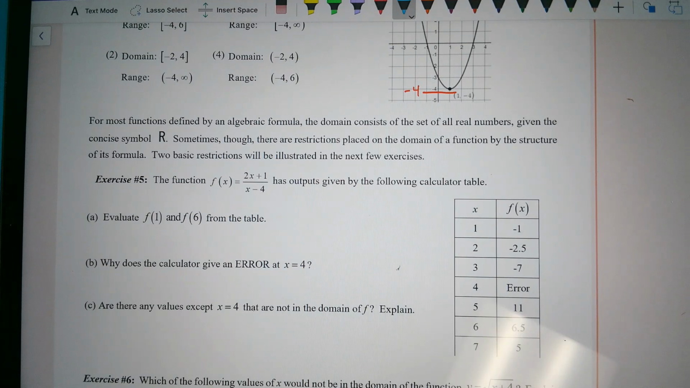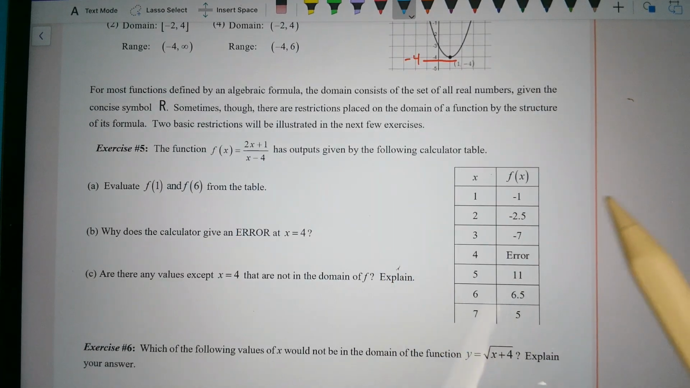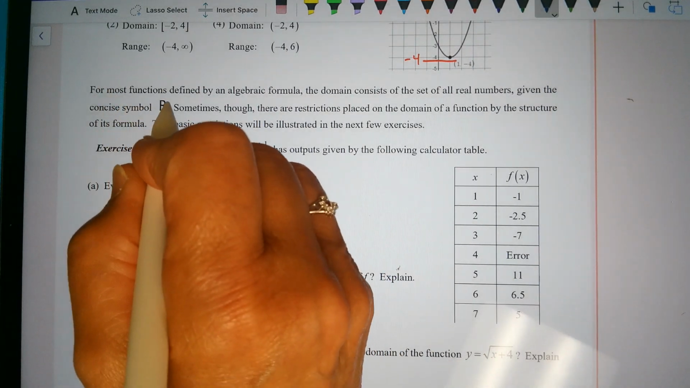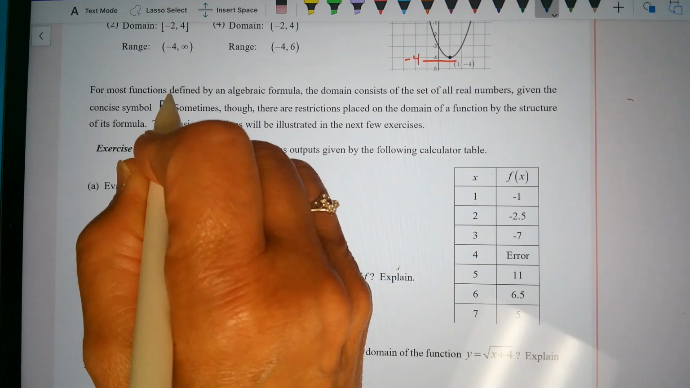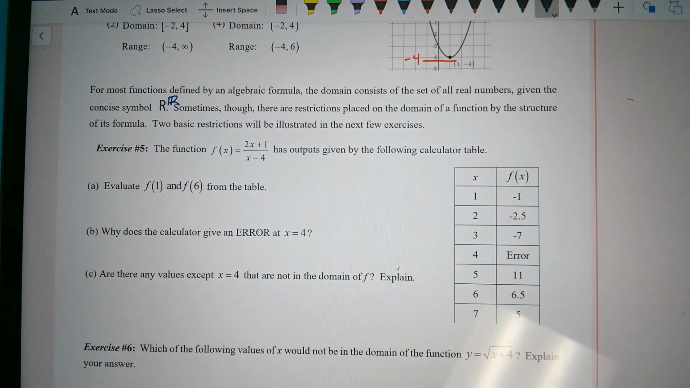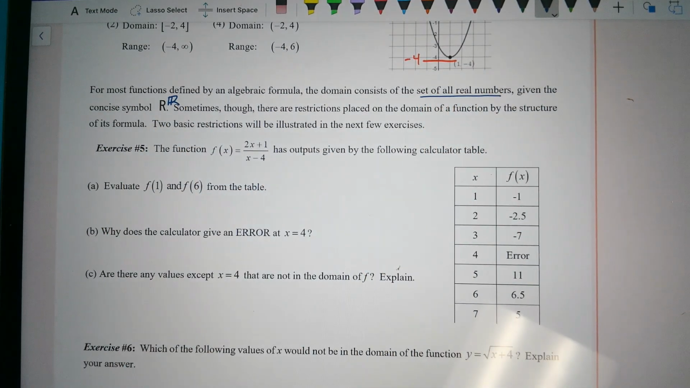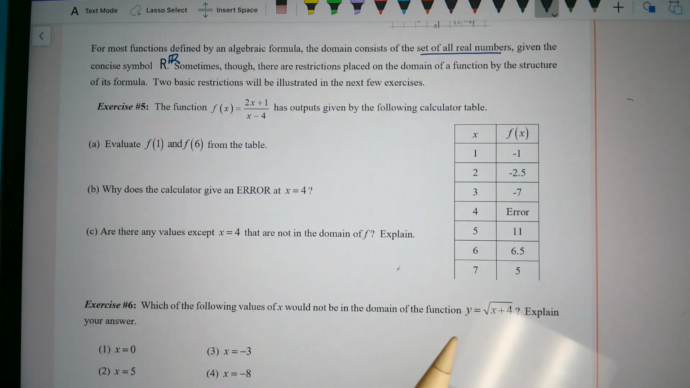For most functions defined by an algebraic formula, the domain consists of the set of all real numbers, given the concise symbol that is like a capital R. It didn't print so well. It really looks like a capital R with a double vertical, right? That's real numbers, the set of all real numbers. Sometimes, though, there are restrictions placed on the domain of a function by the structure of its formula. Two basic restrictions will be illustrated in the next two exercises.